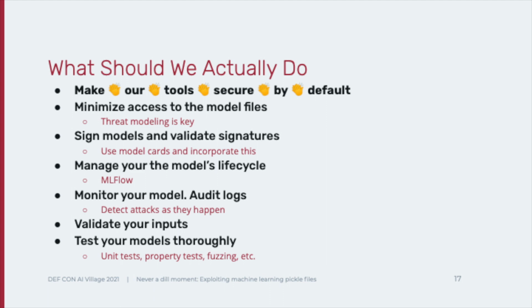Lastly, there seems to be a tendency to treat ML models as standalone objects, but we need to treat ML models more like standard software. That means we should have better management of model life cycles. We should have better monitoring for detecting and triaging attacks. And we need to assume inputs can be adversarial, so we need better validation of inputs. And we also need better testing to prevent security bugs.